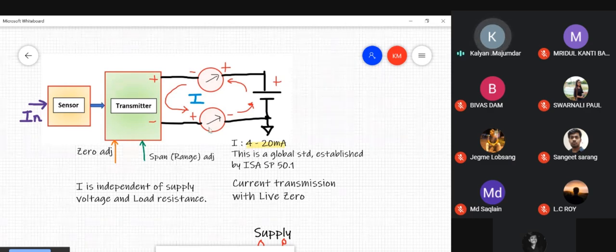Now this current, as we saw, should be independent of the loop resistance. Let us see why it should be independent of the loop resistance. Why should the transmitter act like a constant current source? That is because, now let us assume that the current is not independent of the loop resistance. The current, say, changes with the loop resistance. So now we have 2 milliammeters. Now if I connect a third milliammeter, or if I remove one of the milliammeters, or say if I connect a resistance in this particular loop, say somewhere over here.